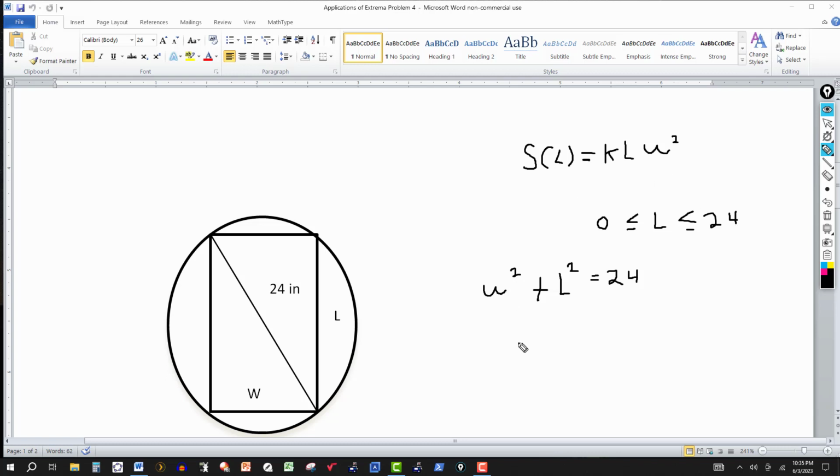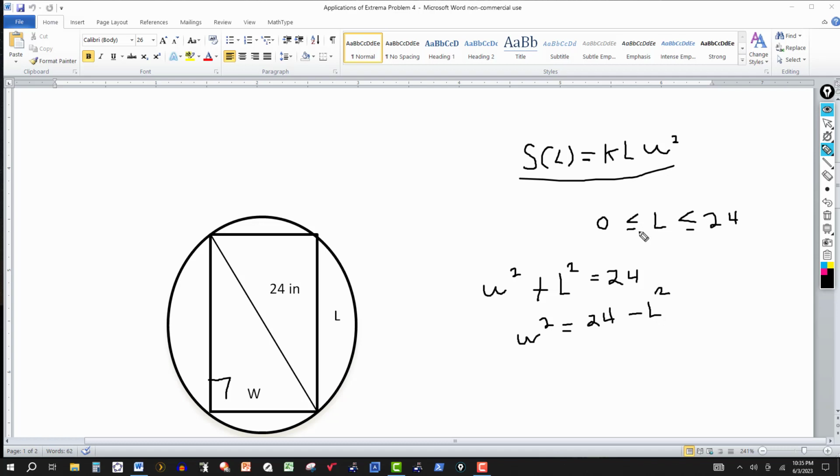Now I'm going to solve for W squared in this equation. Of course, here I use the Pythagorean theorem. These are right angles here, and this side over here is L also. So L squared plus W squared equals 24 squared, so W squared is the same thing as 24 squared minus L squared.